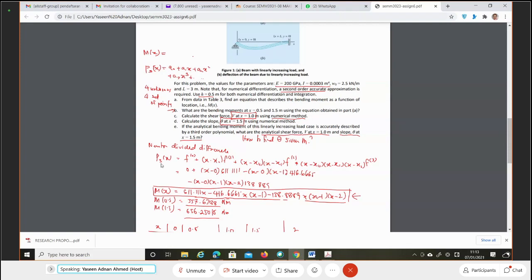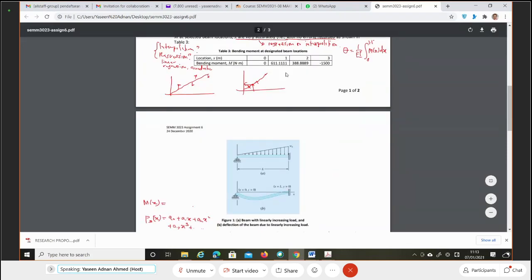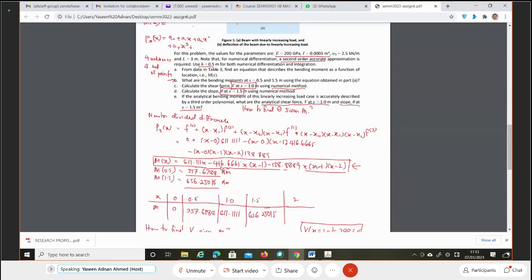So you need to use the third order polynomial. The order is not mentioned, so you have to decide this. Four points are given, so you must consider third order, otherwise the accuracy will not be good. So you have m(x) like this.